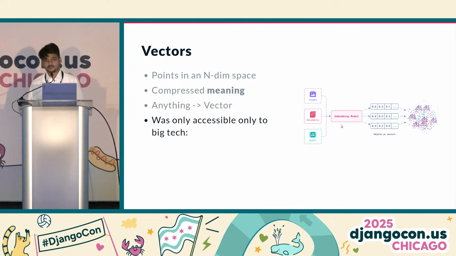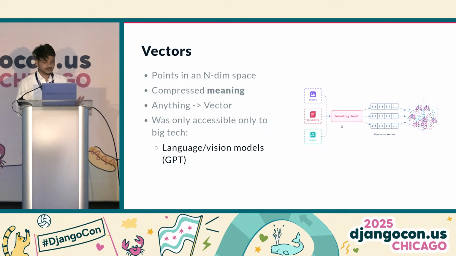But it was only accessible to big tech because it needed a lot of data and custom model training to achieve that. But now it has all become accessible thanks to the invention of language models. We have generalized the access to vectors because of language. So language and vision models like ChatGPT are able to understand images and text and give you vectors which kind of represent the thing that you passed in. And there are also models which have similar architecture to these GPT models which understand it.